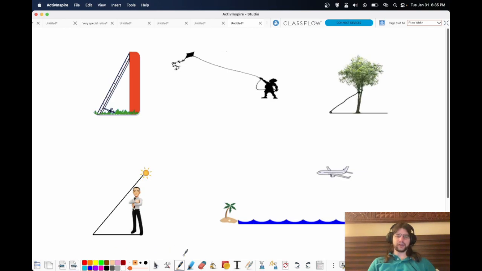Now, let's talk about the parts of the triangles. So again, we got real life situations going on. On this first one, we got a ladder, and it's leaning against the wall. So this is the ladder, it's the hypotenuse. The ladder isn't straight up in the air, the ladder isn't on the ground. The ladder is your hypotenuse.